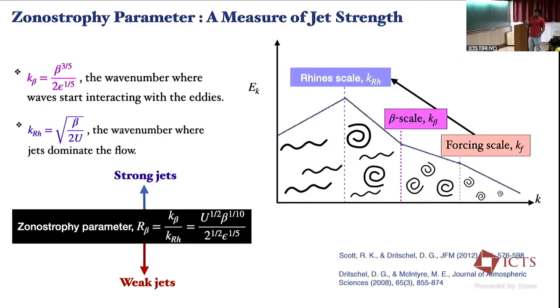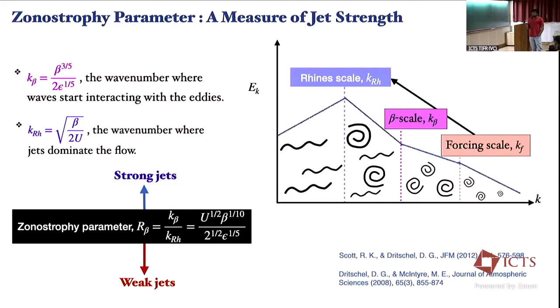But since I have rotation here, what happens is that when the flow reaches this scale, waves start to interact with the eddies, and I won't talk in detail about the wave interaction part here, but what actually happens is that because of the wave interaction, these eddies will project onto jet structures here, and the flow field will be a mixture of both eddies and jets until it reaches this Rhines scale, another length scale. And after that, the flow field is dominated by these jet structures only.